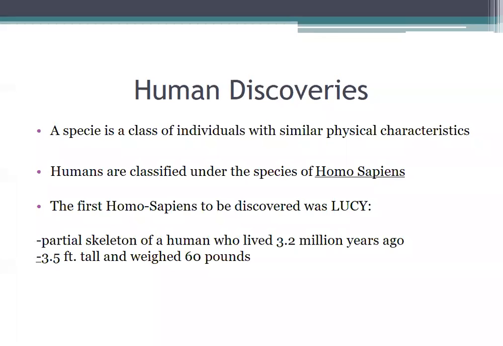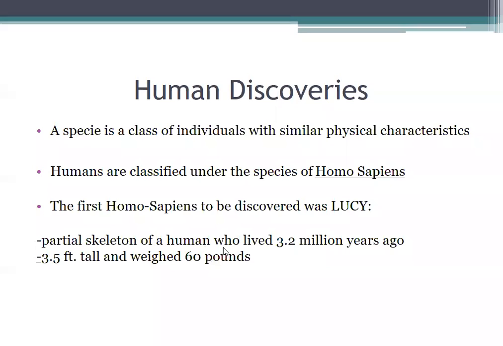A species is a class of individuals with similar physical characteristics. Reptiles, mammals, amphibians, birds, these are all species. In history, they take the mammals, because humans are mammals, and divide them into historical species. As humans, we are classified under the species of Homo sapiens. And we said that Homo sapiens means people who walk on two legs. Clear? So the first Homo sapien to be discovered was Lucy. It was part of her skeleton that was discovered.